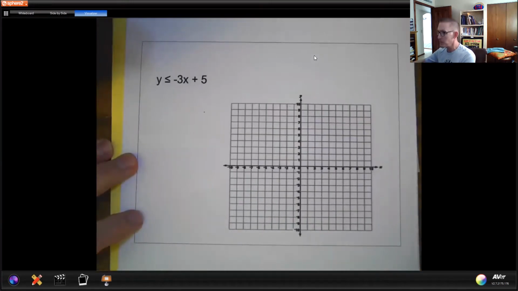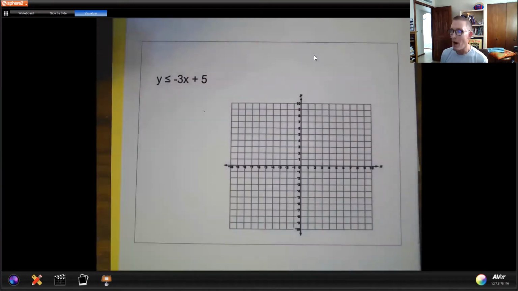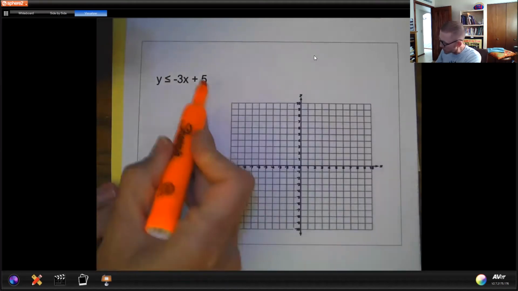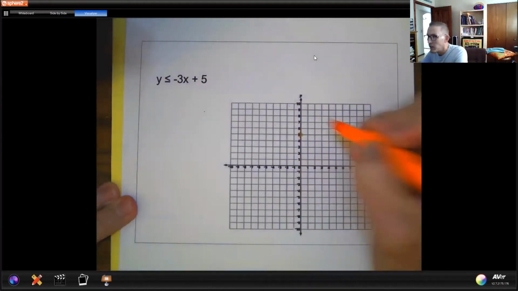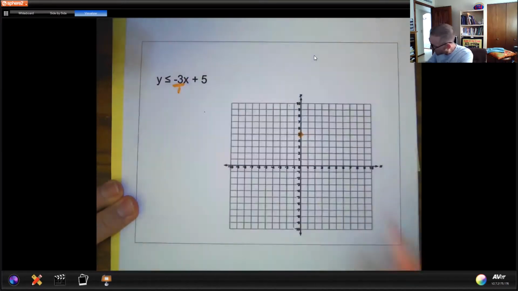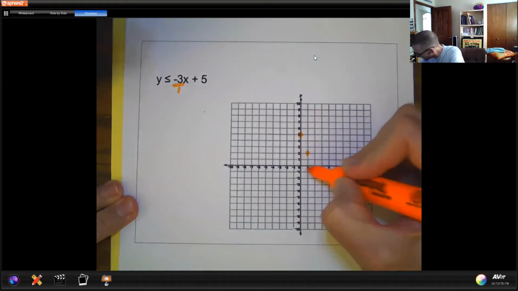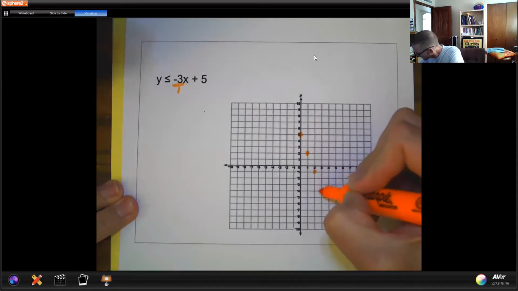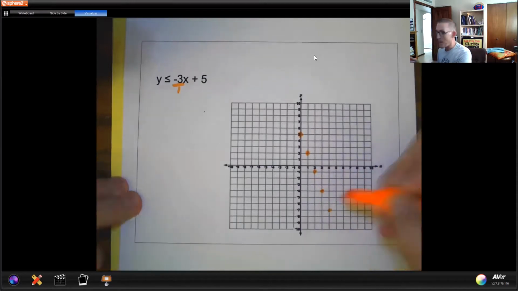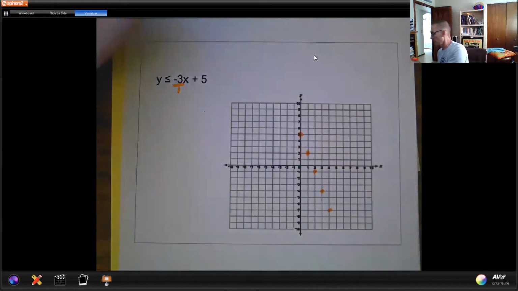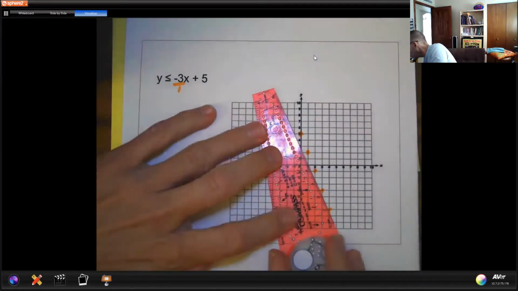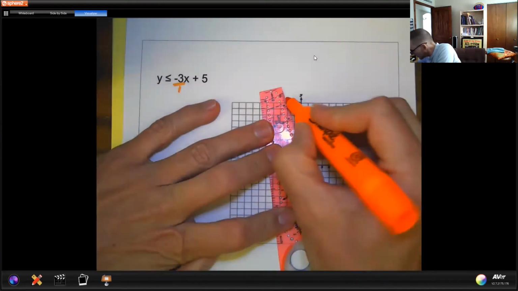It is in mx plus b form, so we're in good shape. y is less than or equal to negative 3x plus 5. Well, less than or equal means it's going to be a solid line, and I'm going to use the mx plus b shortcut. So I'll start at plus 5, and my slope is negative 3 over 1, so it's down 3, 1, 2, 3 over 1. Down 3, 1, 2, 3 over 1. And remember, solid lines. So I'm going to plan ahead. I'm going to remember what I'm supposed to do, and I'm going to go ahead and put in my solid line.